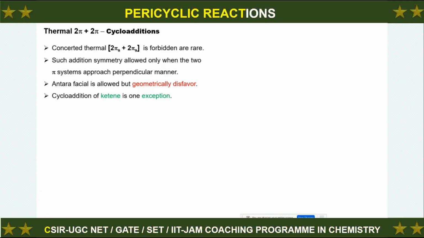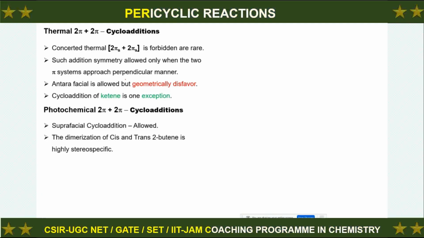Okay. Now look closely at the 2 plus 2 cycloadditions, which are concerted thermal ones. We saw just now that 2 plus 2s are forbidden and rare. They are symmetry allowed only when the two pi systems approach in a perpendicular manner, which means antarafacial. Antarafacial is allowed, but geometrically disfavored. There is one exception. Chemistry always lives with exceptions. The cycloaddition of ketene is one exception. We will see that one.